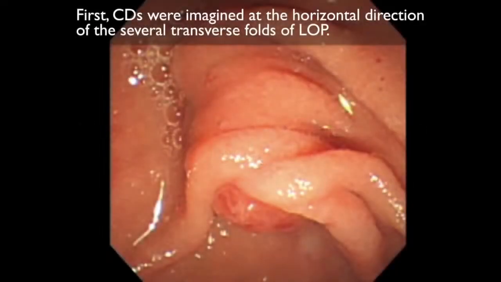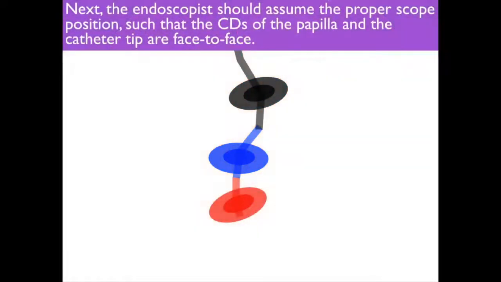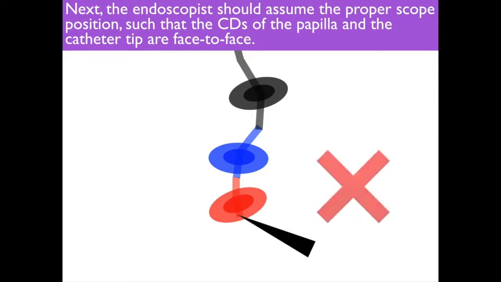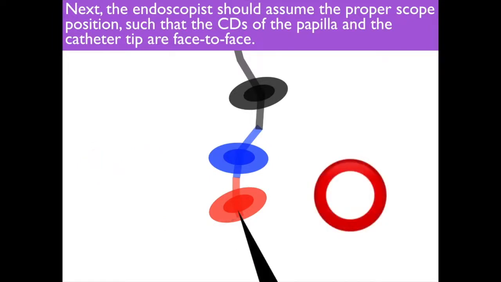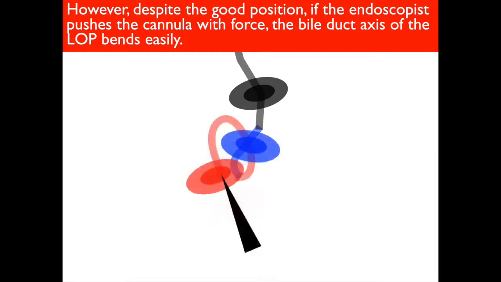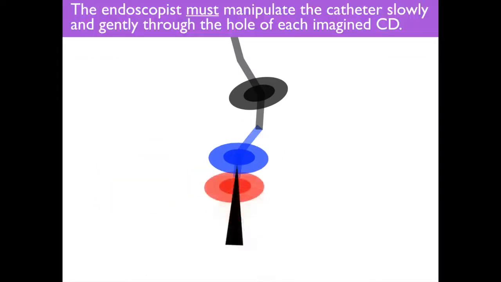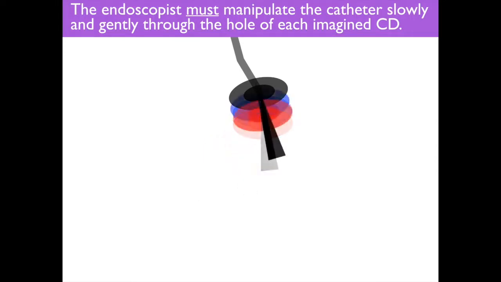First, CDs are imagined in the horizontal direction of the several transverse folds of the LOP. Next, the endoscopist should assume the proper scope position such that the CDs of the papilla and catheter tip are face to face. However, despite the good position, if the endoscopist pushes the cannula with force, the bile duct axis of the LOP bends easily. The endoscopist must manipulate the catheter slowly and gently through the hole of each imagined CD.